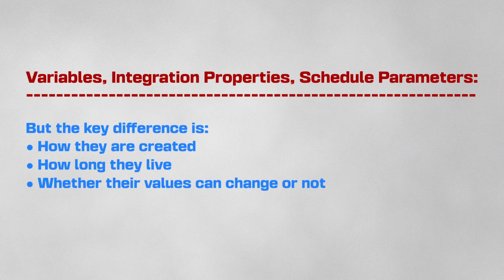All three of these appear under the source section in OIC, and all three can be used in expressions and mappings. But the key difference is how they are created, how long they live, and whether their values can change or not. Let's look at them one by one.